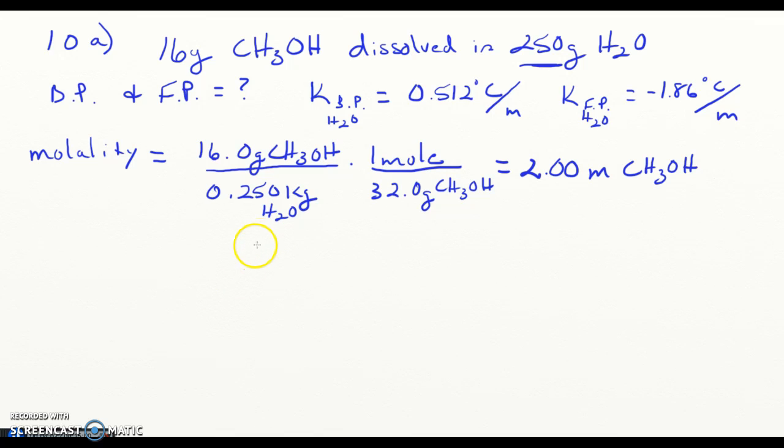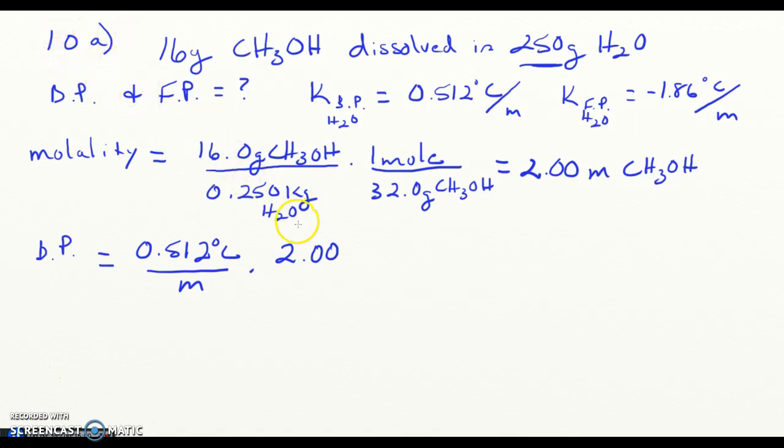All right. So now that we have the molality, all you do is take the constant and multiply it by the molality in order to get the new boiling point and freezing point. So let's start with the boiling point, BP. It's going to be 0.512 degrees Celsius per molal, and we're going to multiply this by our molality. Okay, let's push pause here. There you go, we're back.